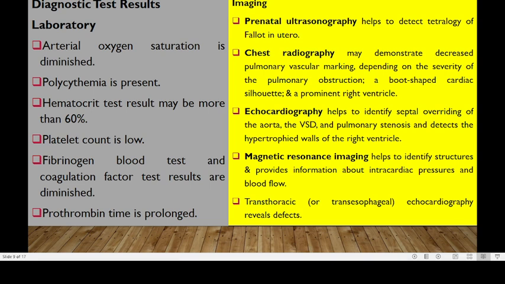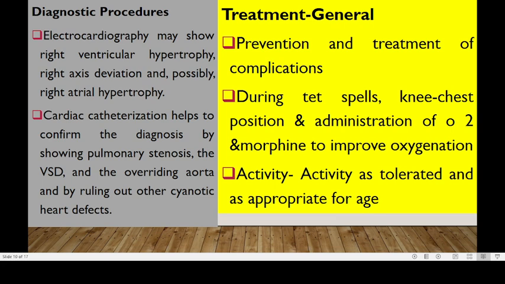MRI could help in identifying structure and provide information about intracardiac pressures and blood flow. Transthoracic echocardiography could reveal the defects. We have electrocardiography, which may show right ventricular hypertrophy, right axis deviation, and possibly right atrial hypertrophy. Cardiac catheterization will help to confirm the diagnosis by showing the pulmonary stenosis, the ventricular septal defect, and the overriding aorta, and by ruling out other congenital heart defects.